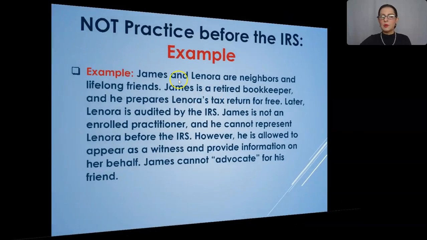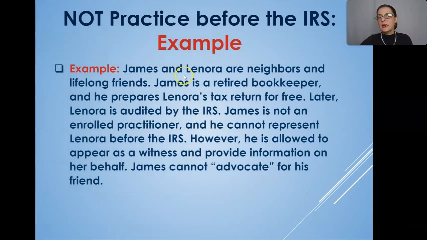And let me give you an example. James and Lenora are neighbors and lifelong friends. James is a retired bookkeeper and he prepares Lenora's tax return for free. Later, Lenora is audited by the IRS. James is not an enrolled practitioner and he cannot represent Lenora before the IRS. However, he is allowed to appear as a witness and provide information on her behalf, but James cannot advocate for his friend.